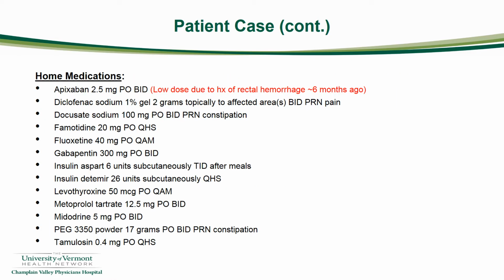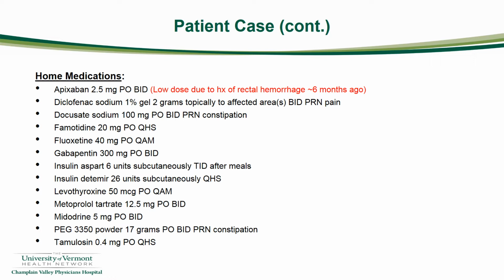LG's home medication list is as follows. We can see for the treatment of AFib, he is anticoagulated with apixaban 2.5 milligrams by mouth twice a day. Of note, this is the low dose. After reviewing his profile, it looks like he has a history of rectal hemorrhage about 6 months prior on the 5 milligrams by mouth twice a day dose, so it was subsequently reduced to the lower dose thereafter.